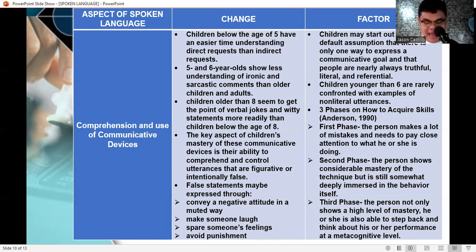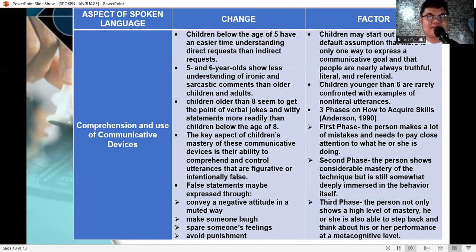Okay, so next, the key aspect of children's mastery of these communicative devices is their ability to comprehend and control utterances that are figurative or intentionally false. And when we say false, false statements may be expressed for the following: conveying a negative attitude in a muted way, silent treatment, making someone laugh, sparing someone's feelings, and avoiding punishment.